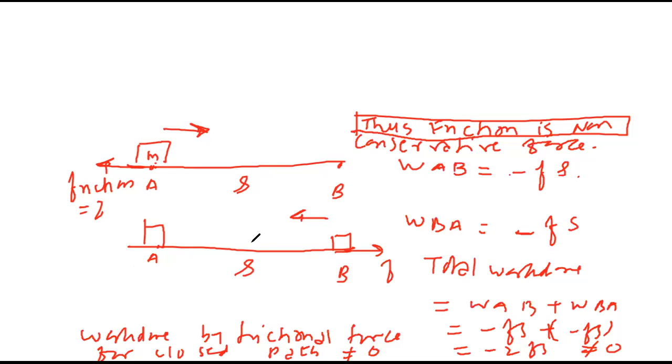Done, sir. So what is a conservative force? Can you tell? It does not depend upon the path, only the first and final points, and for a closed path it is always 0. And for a non-conservative force, for a closed path it is not 0. It depends upon the path, whereas in conservative it does not depend upon the path.